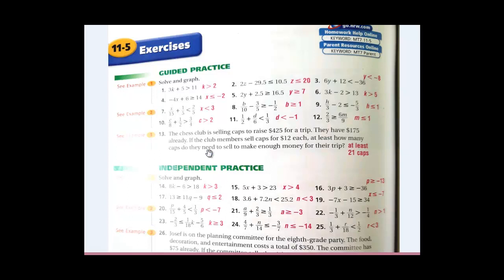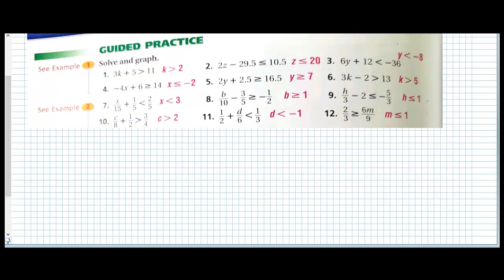Our book, Chapter 11, Lesson 5, page 606. Our first question here is question 1: we have 3k + 5 > 11. So how do we solve it?